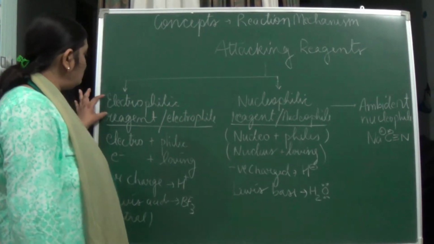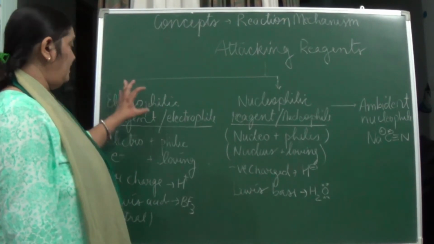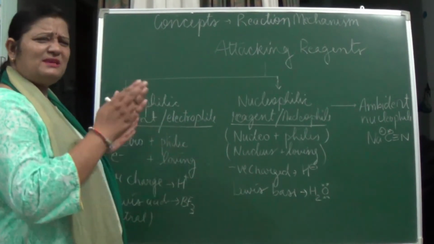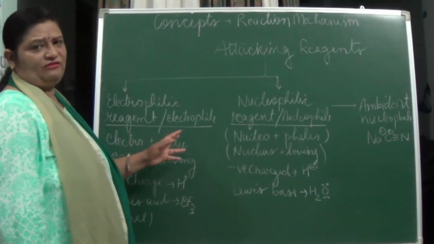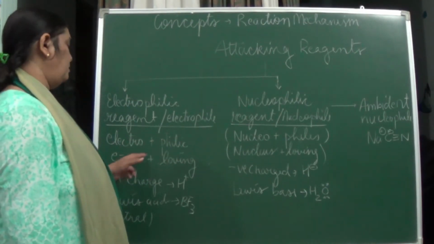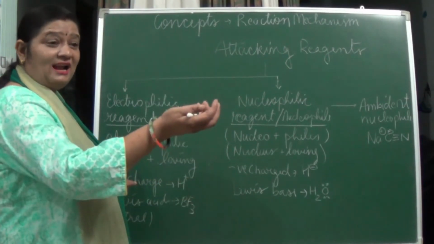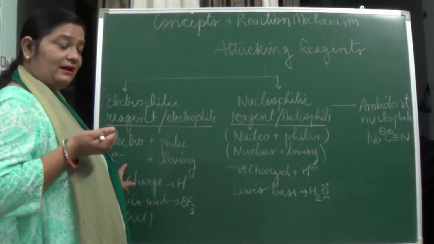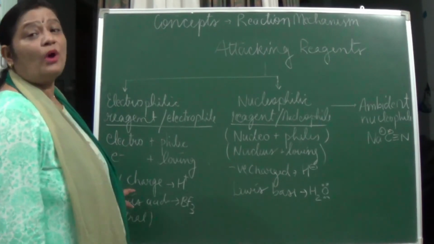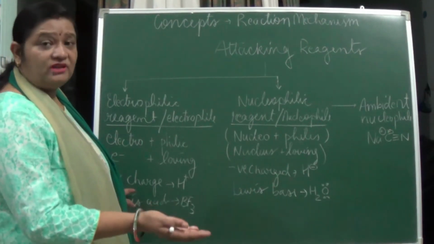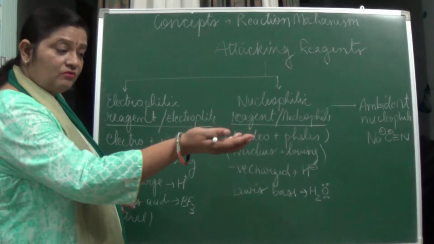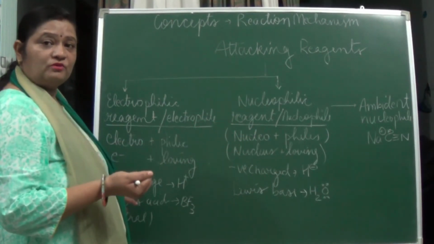When I am saying electrophilic reagent, or an electrophile, let us simplify the word: electro and philic. Electro means electron, philic means loving. It means it is electron loving, so it will try to take the electrons. If they are electron loving, naturally they will be positively charged because they will want the electron to come towards itself.